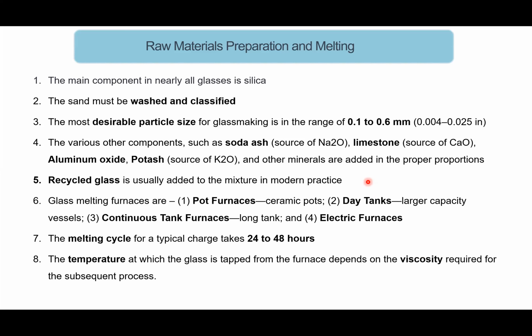And it will be more suitable for casting. If you are talking about cold pressing or blow molding, then you don't need a completely liquid glass. You can just heat to a certain temperature and then get it out with a certain viscosity to do the blow molding. I'll talk about blow molding in the later slides. So the temperature at which you take out the molten glass depends on the viscosity required for the subsequent process, meaning casting or rolling or hot pressing.